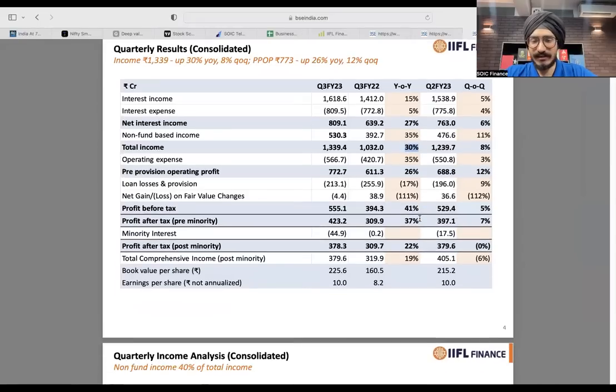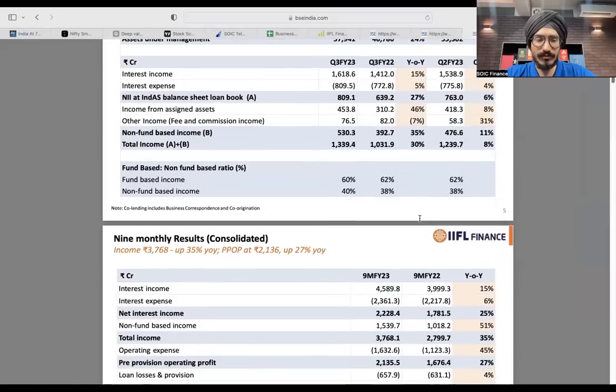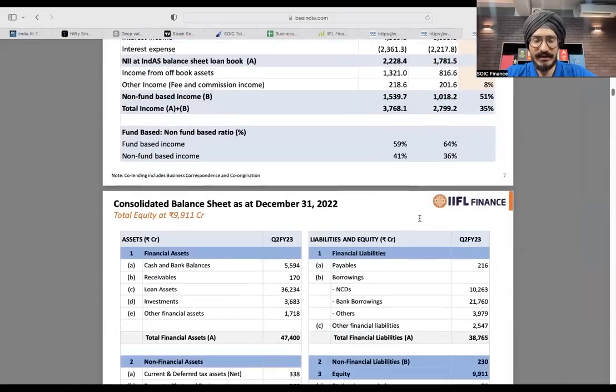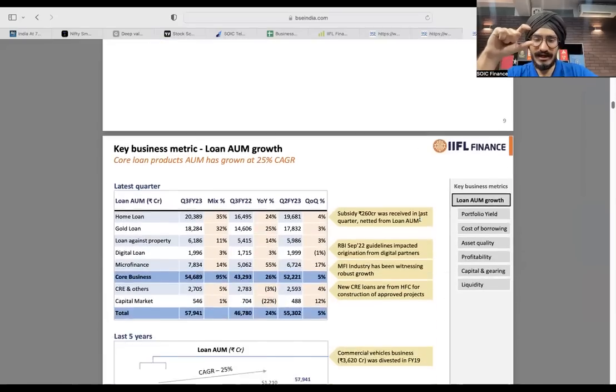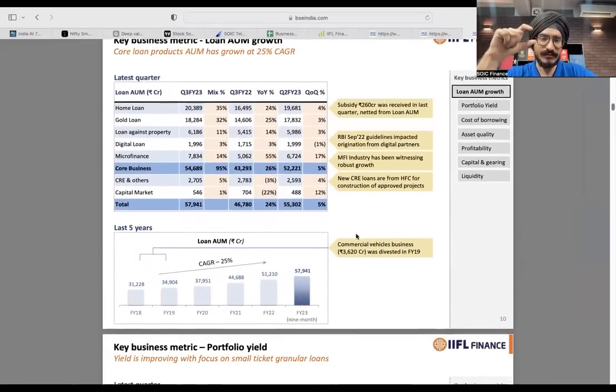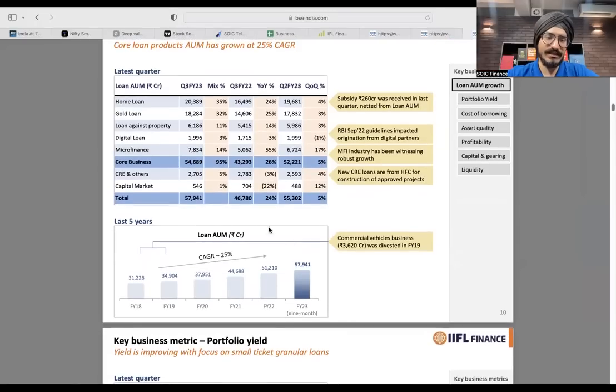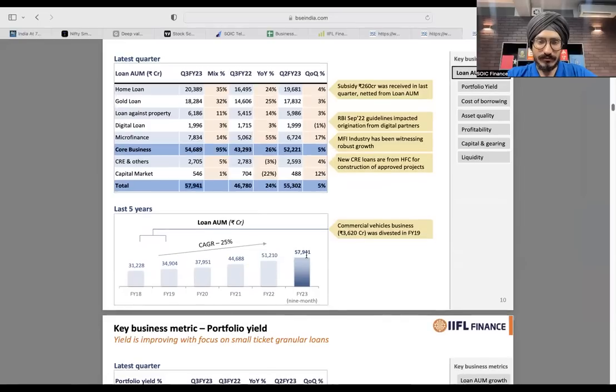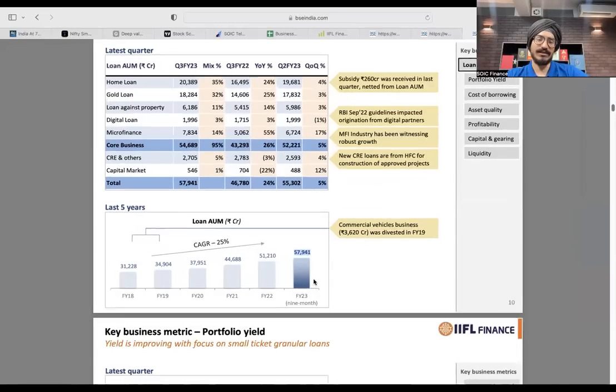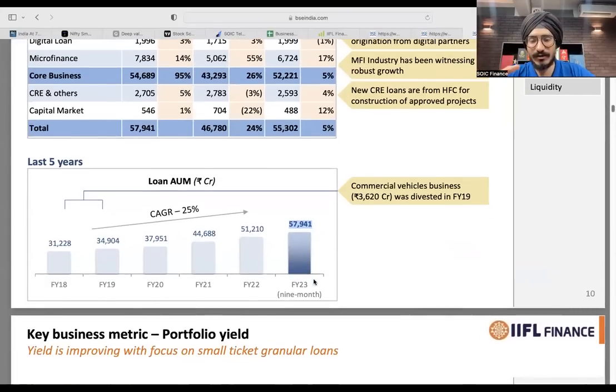So the management has come out with a guidance saying that by FY25 end they plan to take their AUM to close to 1 lakh crores. Today if you look at their AUM, it is close to 57,941 crores, right? This is 9 months ended, and the guidance implies 1 lakh crore by FY25 end, which again assumes 25 to 30% growth in the loan AUM for the business, right?